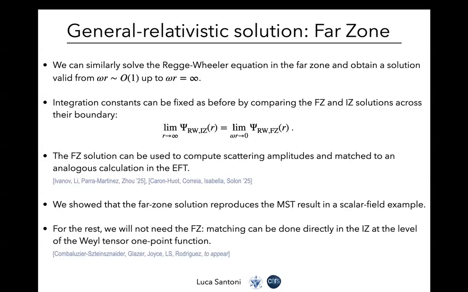The EFT is valid already in the intermediate zone, so I don't want to compute a scattering amplitude. For me, it's just enough to compute correlation functions in the intermediate zone and perform the matching there.